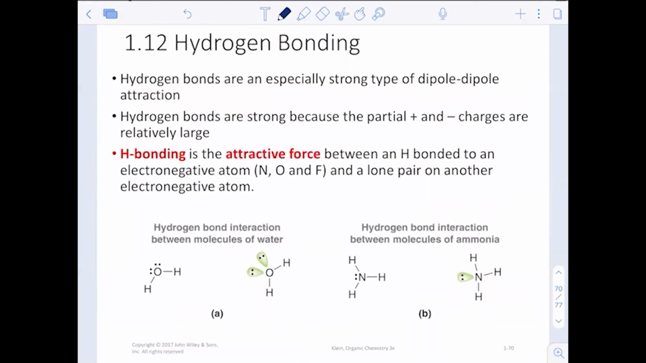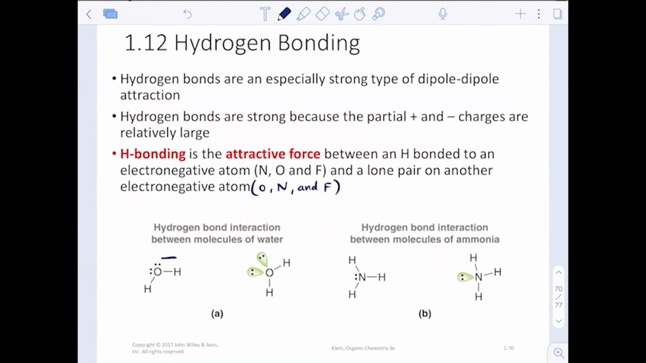Hydrogen bonding are exceptionally strong. These are still intermolecular forces. They are not a type of bond like a covalent or an ionic bond. They are not as strong as a covalent or an ionic bond, but they are very strong attractive forces between molecules. So thinking about things that have a hydrogen bonded to an electronegative atom, small electronegative atom, oxygen, nitrogen, and fluorine, and its attraction to a lone pair on another electronegative atom, oxygen, nitrogen, or fluorine.